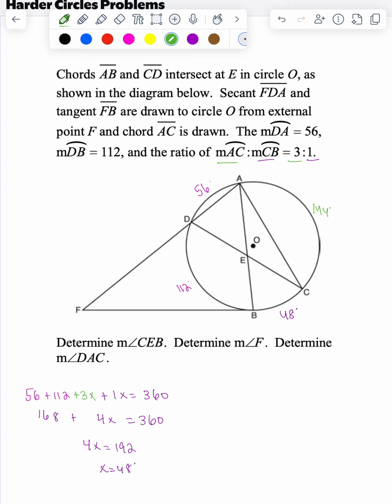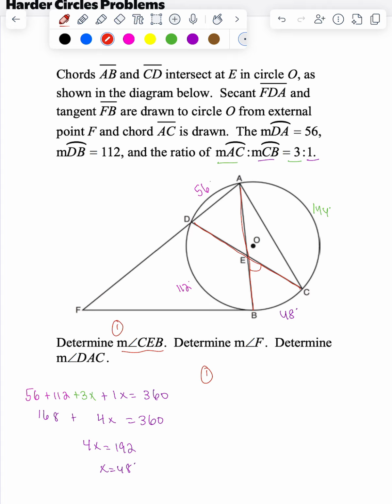Determine the measurement of angle CEB. So angle CEB is this angle right over here. It is a vertical angle formed by these two intersecting chords. So what I'm going to think of is my theorem for finding the angles or arcs formed by intersecting chords, so angles inside the circle. And I'm just going to label this as part 1, so I can keep my work organized.